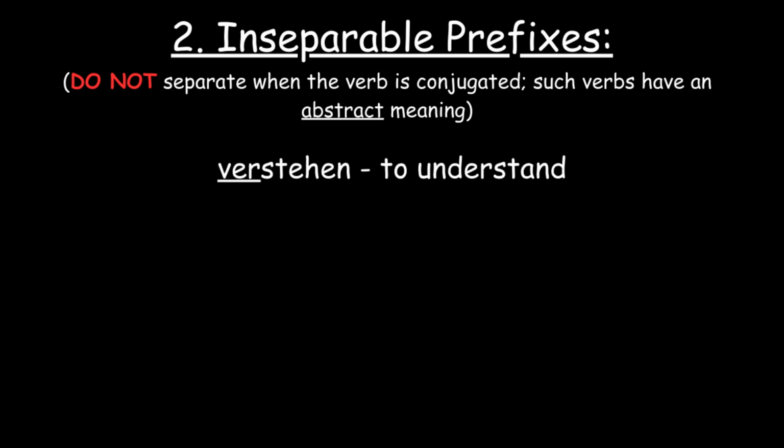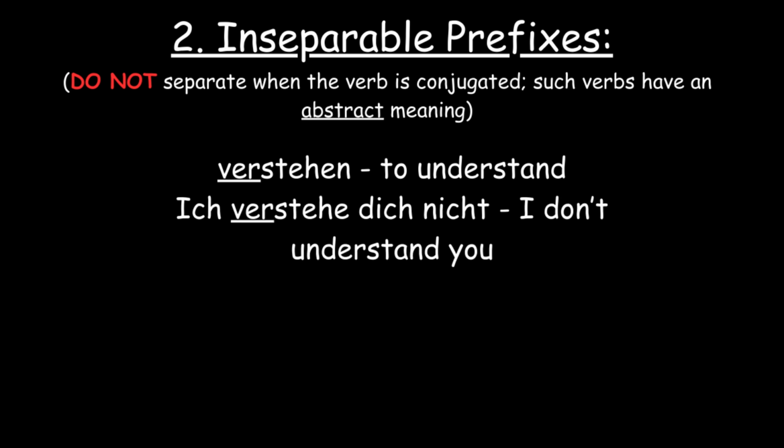An example is verstehen, to understand. It's a verb with an abstract meaning, so we can say ich verstehe dich nicht. I don't understand you. The prefix doesn't separate and stays as is.